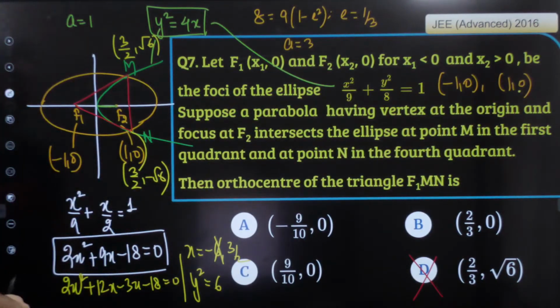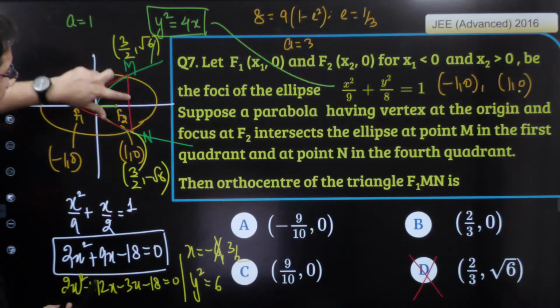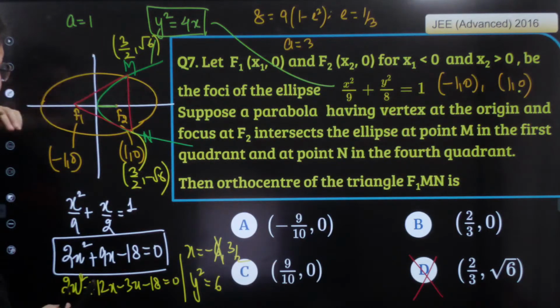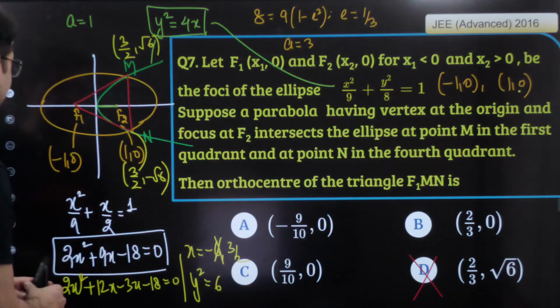So you have 3 points of the triangle. The triangle is clearly isosceles because F1 lies on the x-axis. These two are mirror images of each other with respect to the x-axis, so it is going to be purely symmetric. That means the orthocenter has to lie on the x-axis. That is one thing which is very sure.